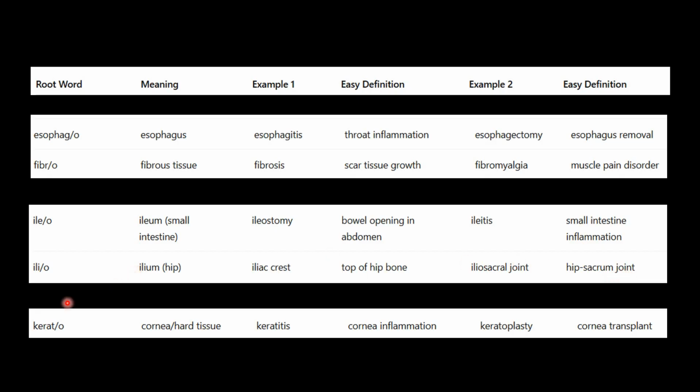Okay, next we have kerato. Kerato means cornea or hard tissue. Kerato is denoting the cornea or hard tissue. Where we have keratitis. Keratitis means the cornea inflammation.